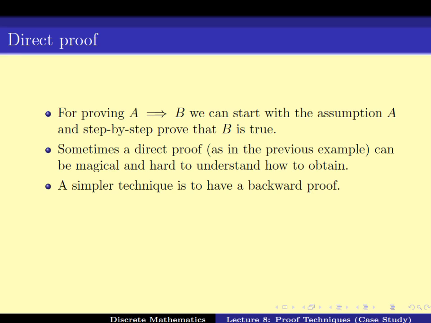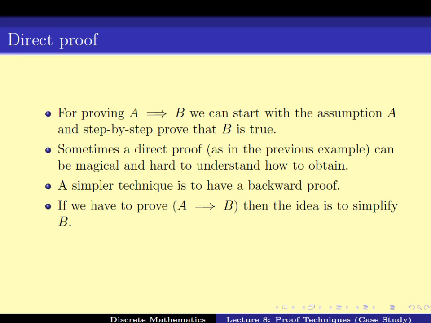Now, what is a backward proof? The backward proof is nothing but you start working your way through B. In other words, to prove A implies B, the idea is to simplify B. We have to prove A implies B, so what does B mean, and let's keep on simplifying this problem. And if you can finally prove that B and C are the same, then A implies B is of course the same as saying A implies C.